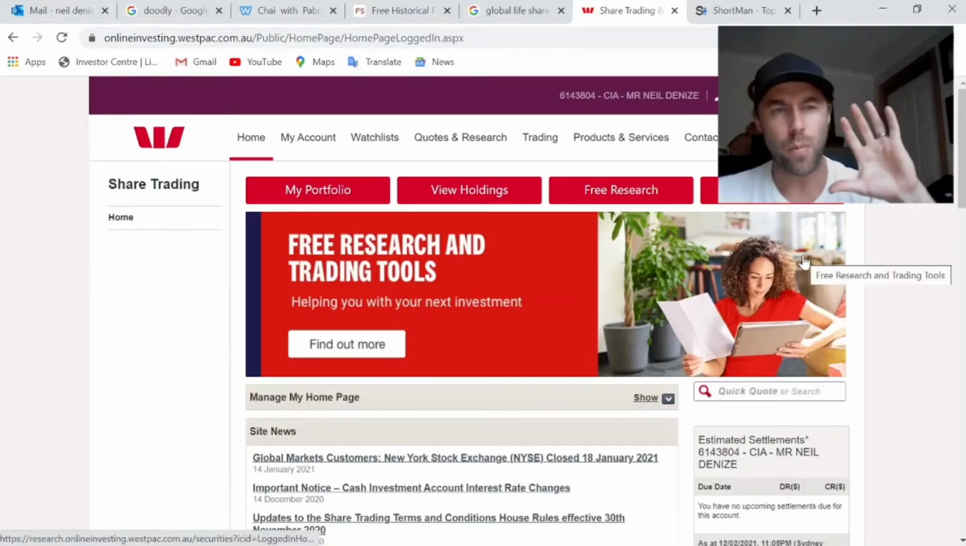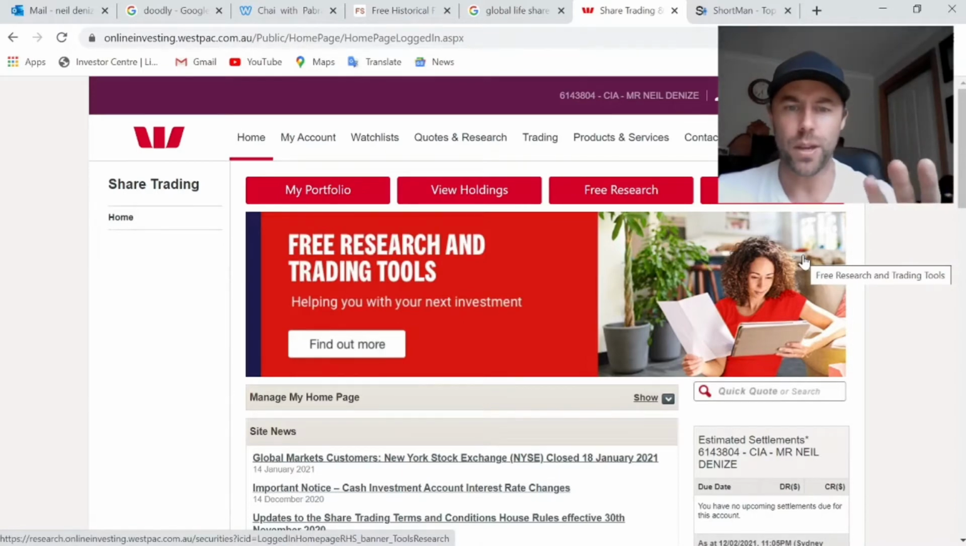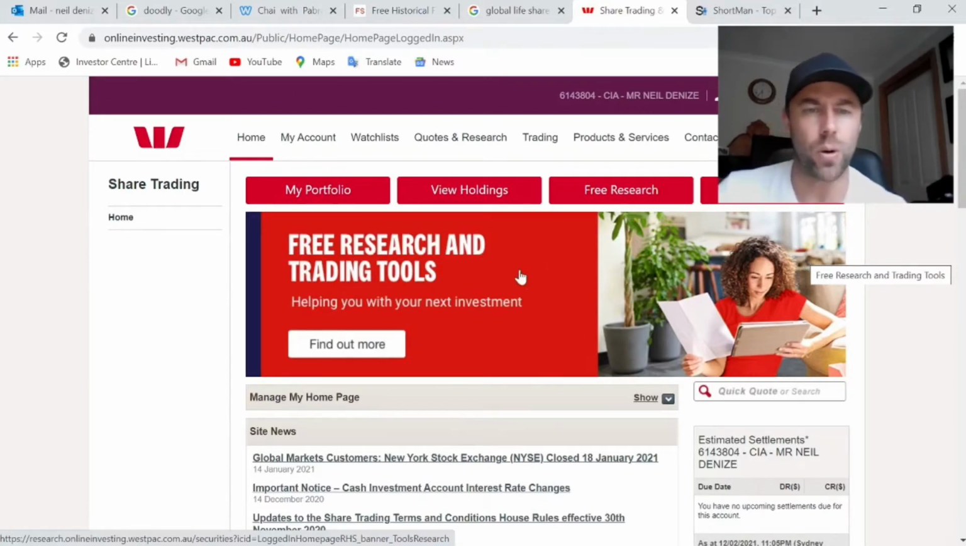Alright guys, so I'm over on my Westpac online trading platform here. This is a great tool that I use for doing more research into companies that I'm starting to get a bit of an understanding of, as Westpac have partnered up with Morningstar, an investment analyst company. So it's a great tool to use, and today we're just going to be talking about the free research that you can obtain through the Westpac online trading platform. If you're just wanting to buy and sell equities, then check out my other video on that, but today we're just going to be looking at some of the research tools that you can use here.